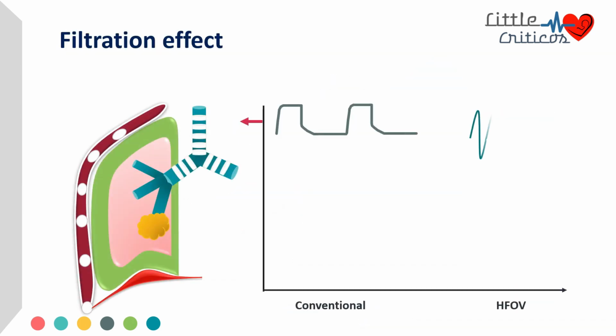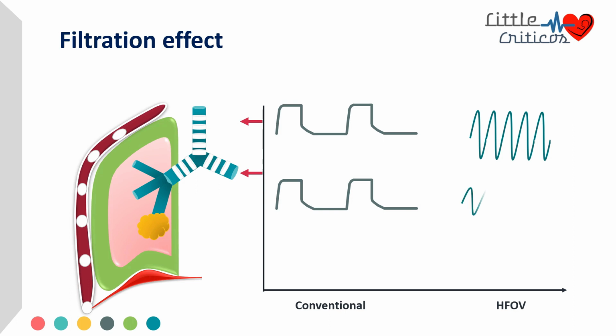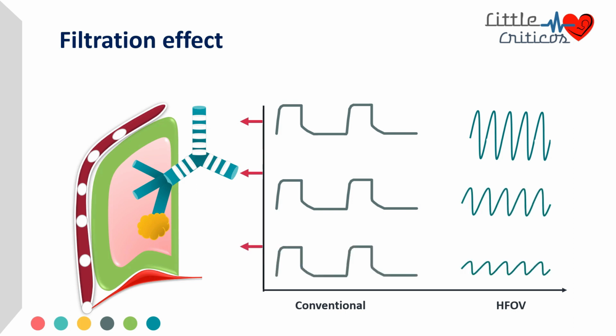As the air column moves from proximal to distal airway, it is important to understand that the mean airway pressure tends to be lower with HFOV in the distal airways when compared to conventional ventilation. This filtration effect or pressure dissipation may play an important role in reducing ventilator-induced lung injuries.